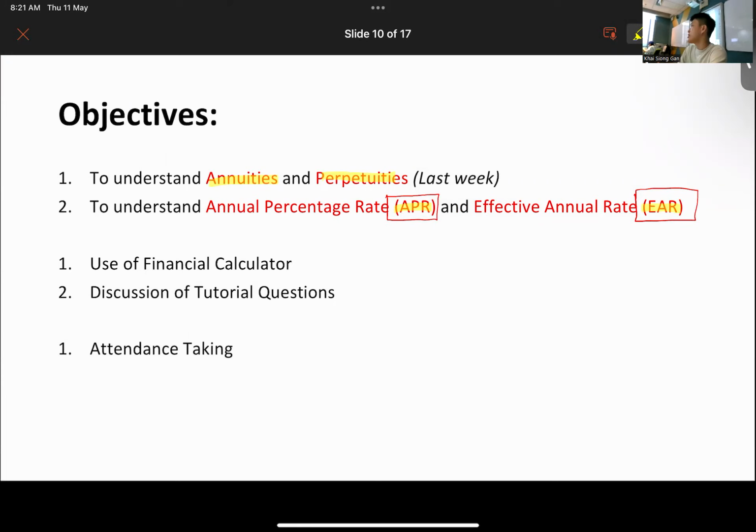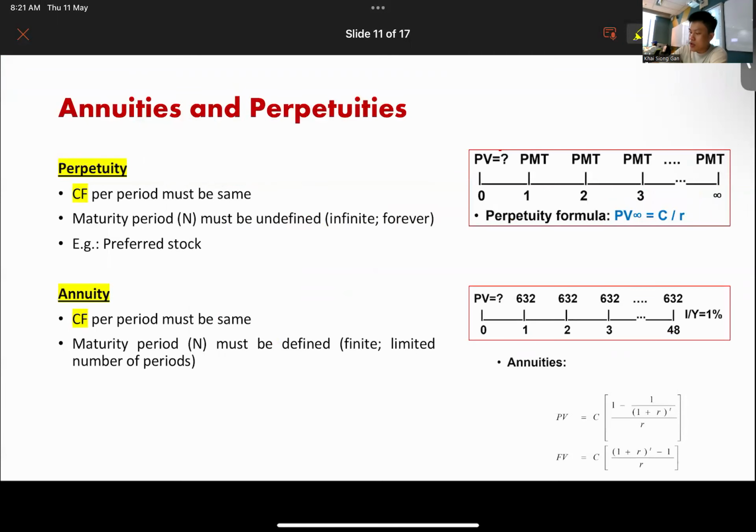Since we are learning new concepts today, later when we press the calculator, we are using some new functions as well. There are a lot more complicated functions compared to the previous class. Later we are going to use the financial calculator to derive the answers as well. But the focus of tutorial 5, remember, is on APR and EAR. Let's have a look at what we have covered in the previous session on annuities and perpetuities.